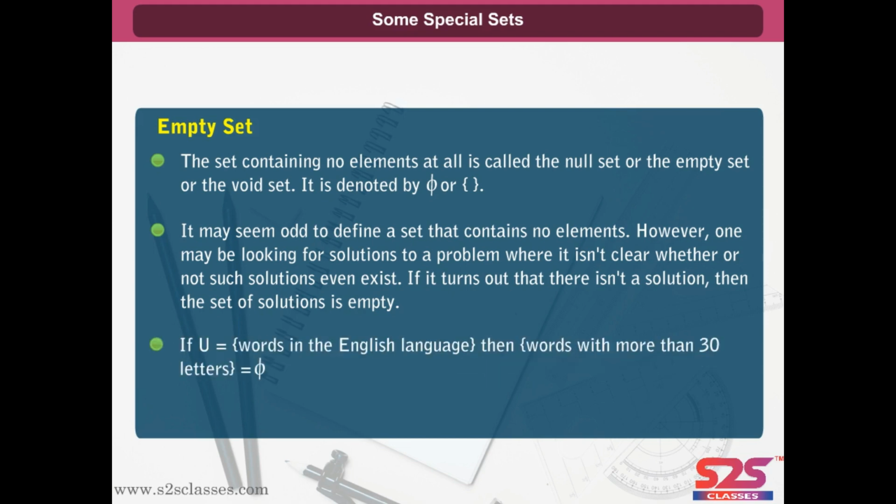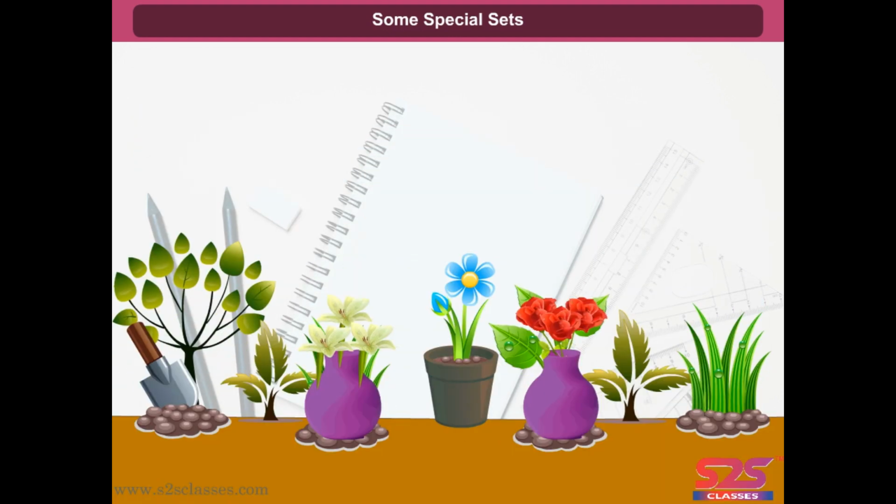If a set U is of words in the English language, then words with more than 30 letters would be an empty set. Have a look at these flowers. You can see that there are 3 roses and 3 orchids. You can count these flowers, so they form a finite set.